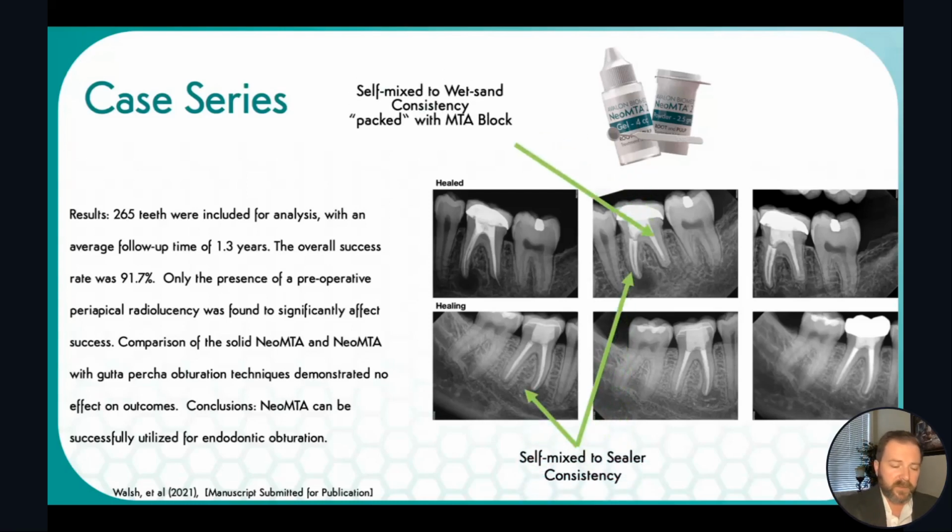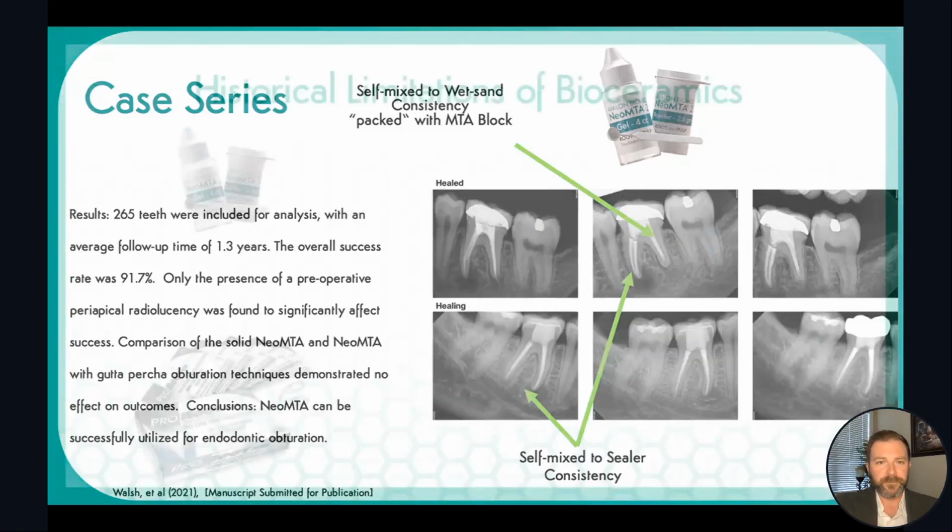And interestingly, with this particular case series, it was not all just used as sealer. One of the big advantages of using something where you're self mixing is that you don't have to be stuck with one modality. In other words, here on this distal canal, I used it as a wet sand consistency and packed that distal canal solidly with Neo MTA2. Whereas the mesial canals of the top case and all of the canals of the bottom case were done using a sealer consistency. So same product, same gel, different consistency. A little bit of versatility there that's not always present with the premixed materials.